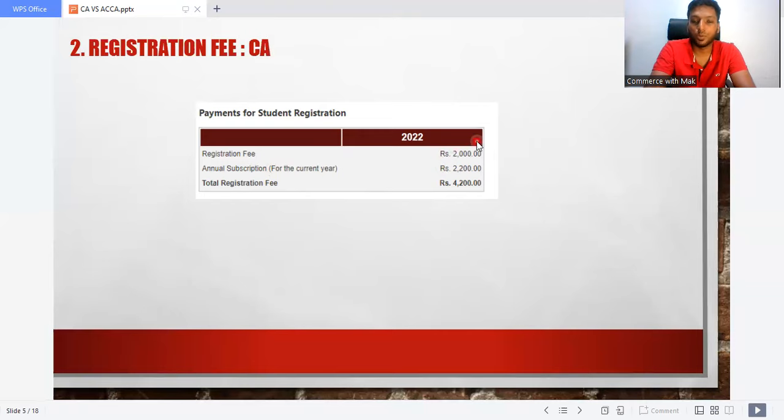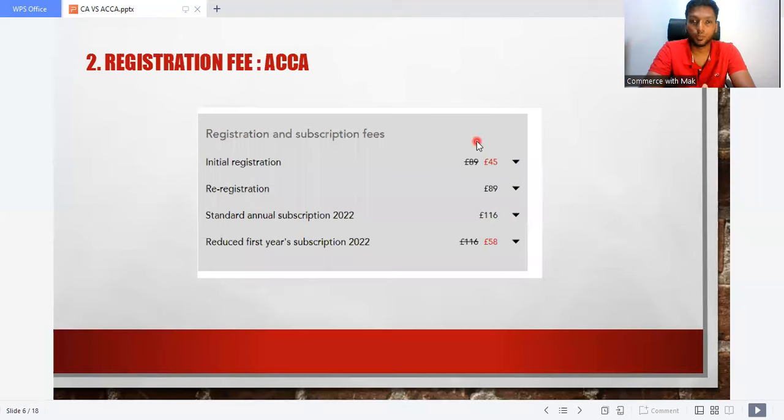It's very cheap compared to ACCA. But you see, ACCA is paid in pounds. In today's rate, it is 451 rupees compared to a pound. So if you take 45 pounds, 45 into 451 is almost like 17 to 18,000 barely. This is the amount you will be paying as initial registration, and re-registration is 89 pounds. When your name has been removed from ACCA because you don't pay the subscription, you need to pay 89 pounds, and then yearly you should pay 116 to keep your name on the platform.